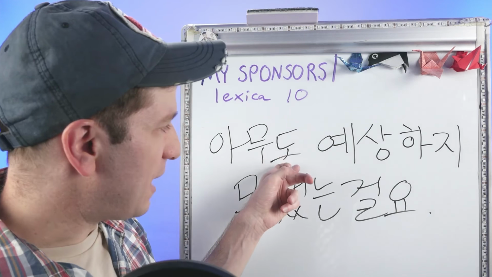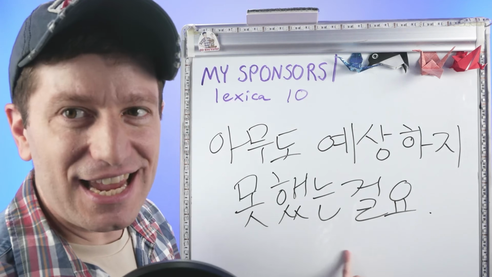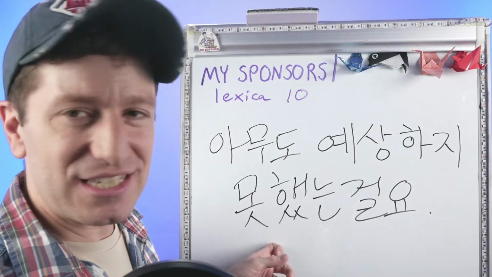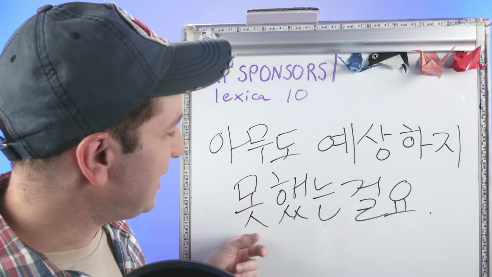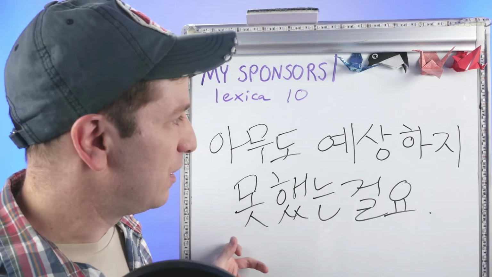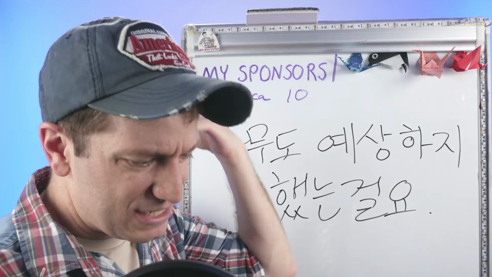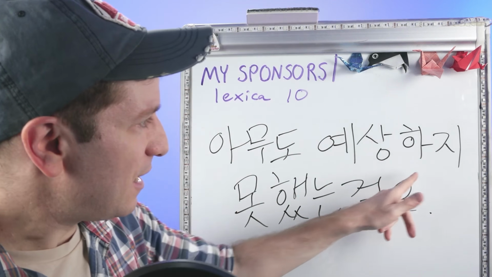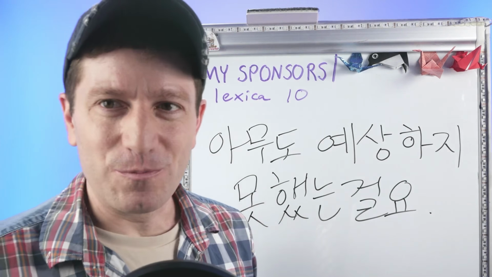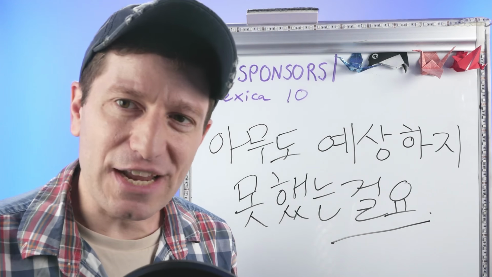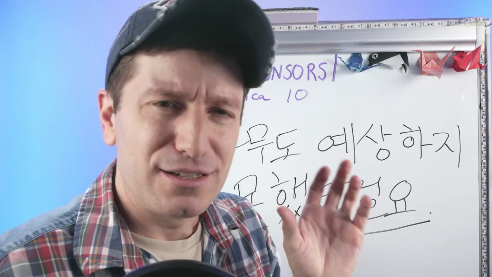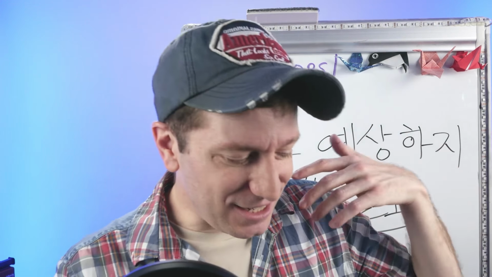아무도 is nobody. 못했어요. In this case, it's going to be 못했는 걸요, but let's just say it's 못했어요. So nobody could, 못하다, to be unable to. 예상하다 is to predict or expect. 예상하지 못했는 걸요. So you're making an observation based on the past. Nobody could have expected that.